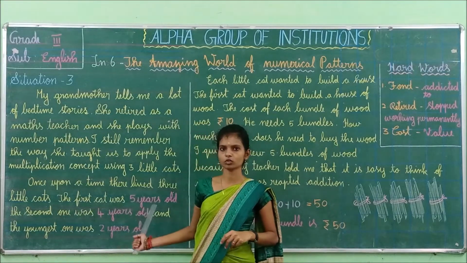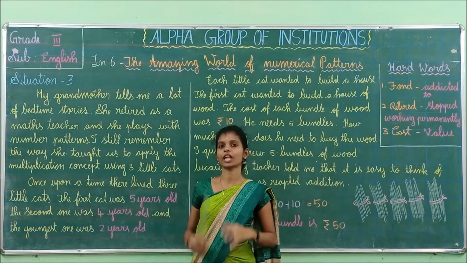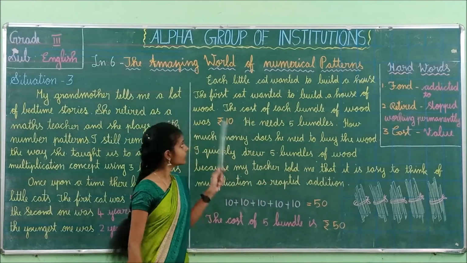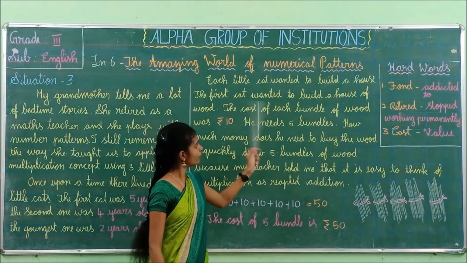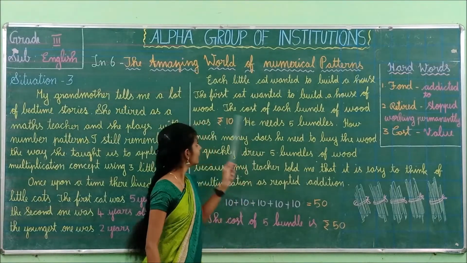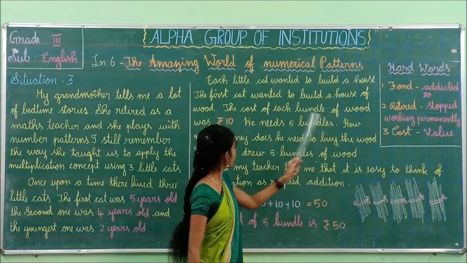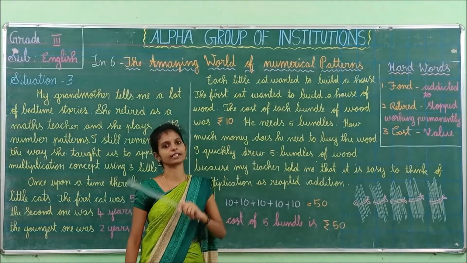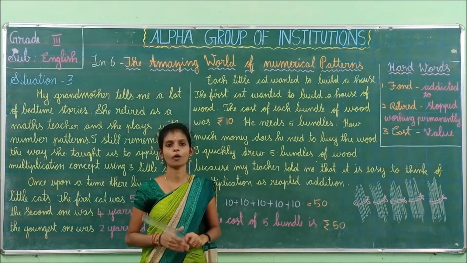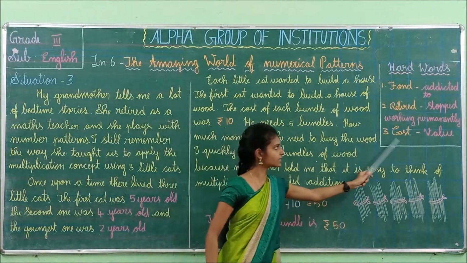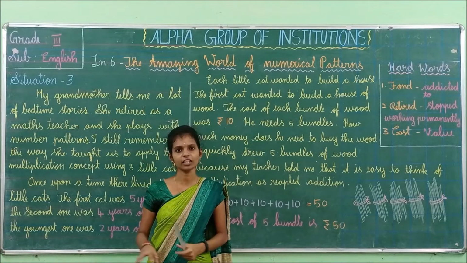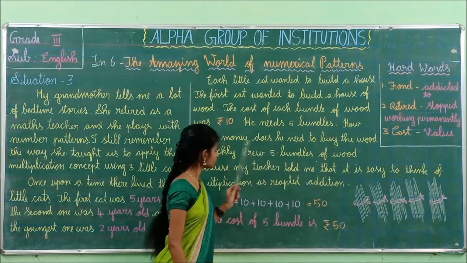The first cat was 5 years old. This one thought that we have to build our house in wood. We planned to build a house in wood. The cost of each bundle of wood was ₹10. So each bundle of the wood is ₹10. What is meant by cost? Value. The value of each bundle is ₹10.